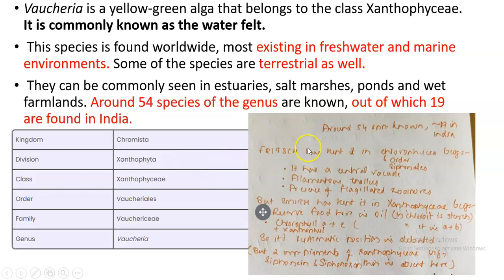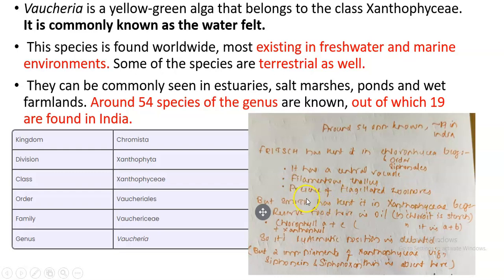We know that two persons, Fritz and Smith, have given systematic position of the plants, and in that Fritz has classified this particular Vaucheria under Chlorophyta and Chlorophyceae class, and he has kept it under the order Siphonales, because of three reasons. Why siphonal order? Because it is having a central vacuole. Why Chlorophyceae? Because it is having a filamentous thallus, as in Oedogonium, Spirogyra, etc. And the presence of flagellated zoospores, just like in other Chlorophyta groups.